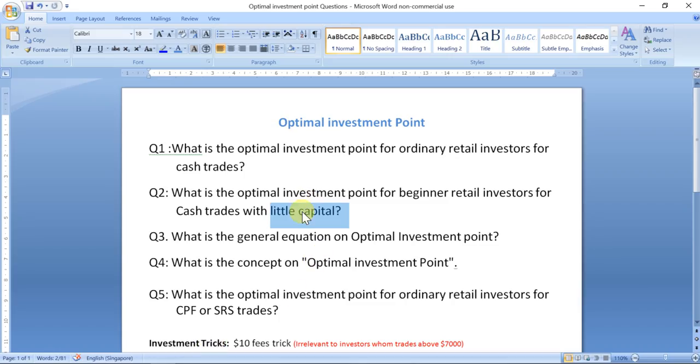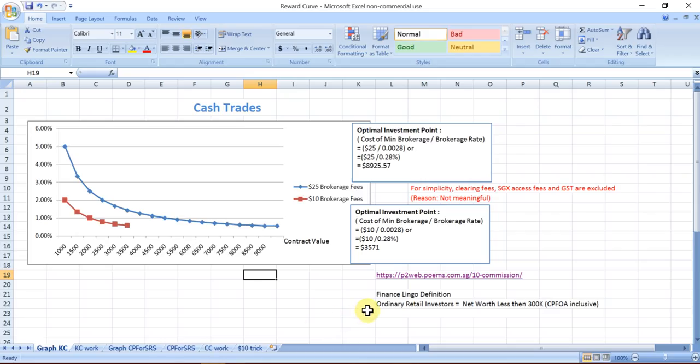What is the optimal investment point for ordinary investors for cash trades in this Question 1? To explain that, we need to start off with the definition. Ordinary retail investors, here we are referring to individuals with net worth of less than 300,000, CPF OA inclusive.